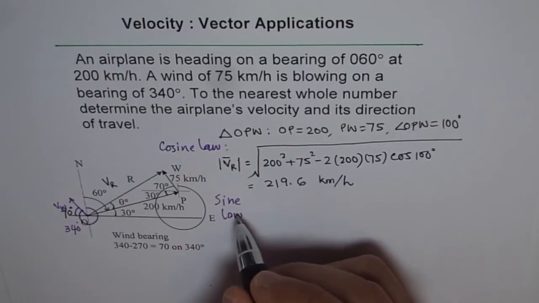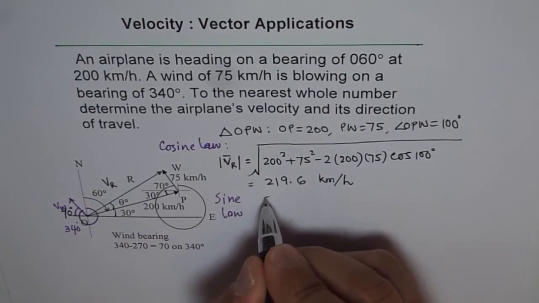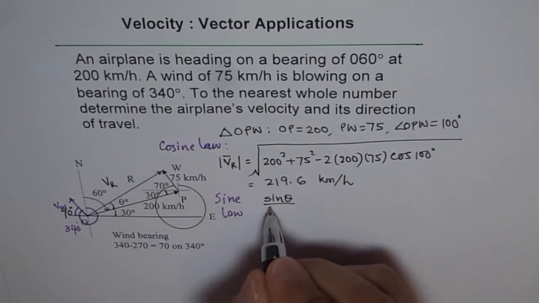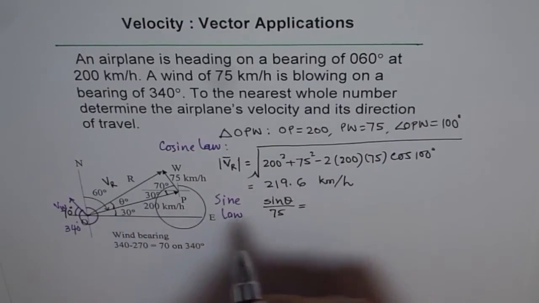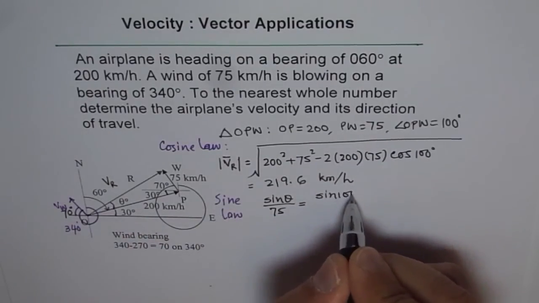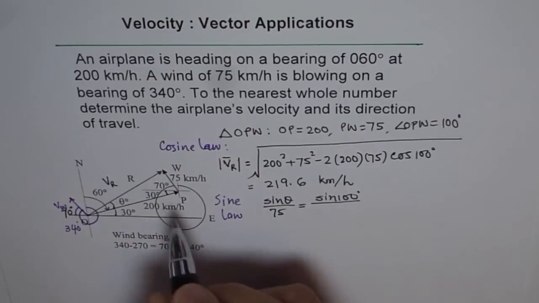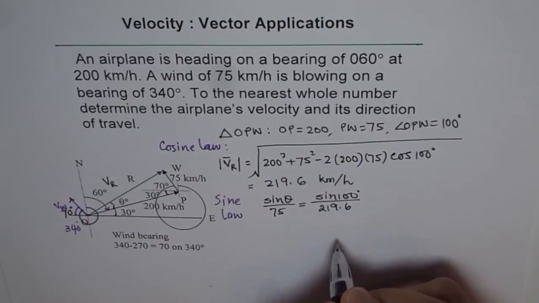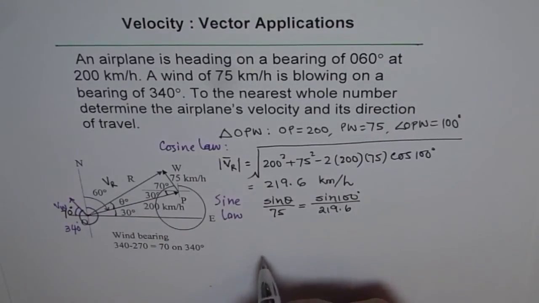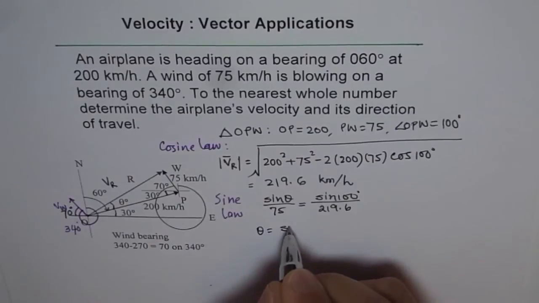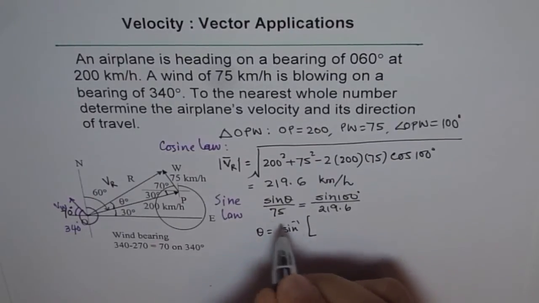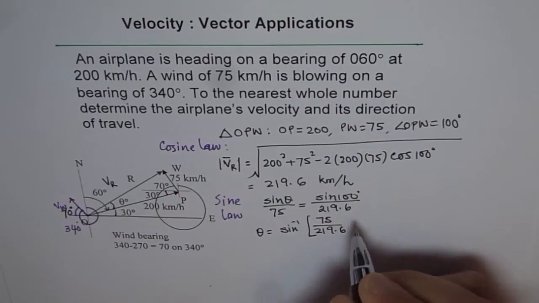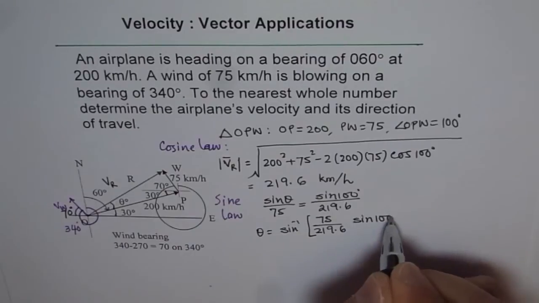So sine law, put the angle right on the top. Sine theta, we will write sine theta, the thing which we need to find. Opposite to that is 75, is equal to the known angle of 100. So sine of 100 divided by the side opposite, which we just calculated, 219.6, correct? Now from here we can find what theta is. So theta equals sine inverse of 75 divided by 219.6 times sine of 100 degrees, correct?